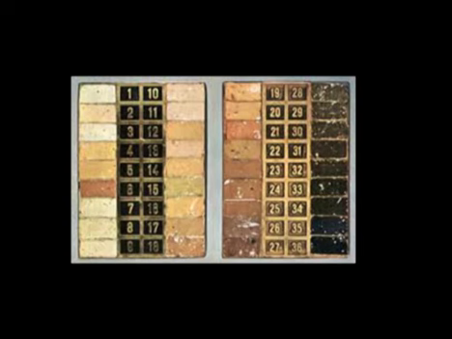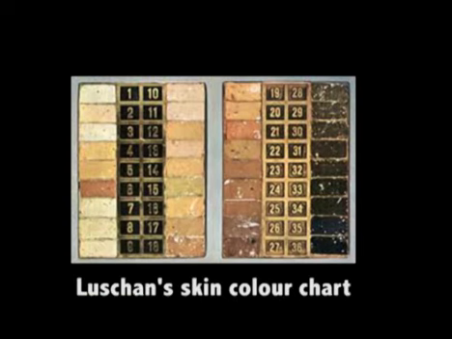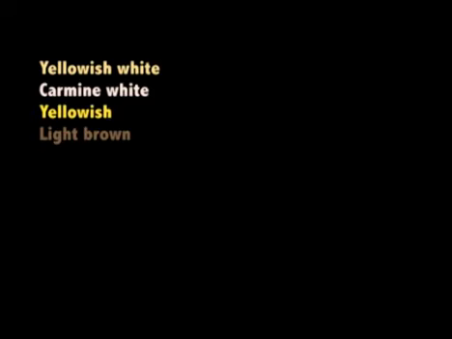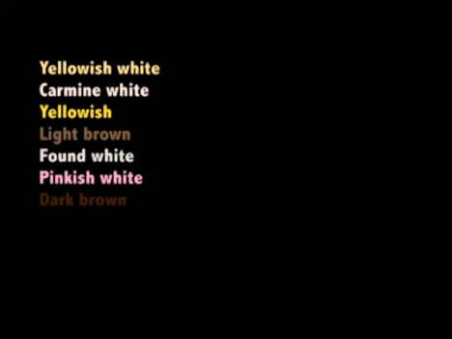There is one particular chart, Luschan's skin color chart. According to that chart, skin color can be classified as yellowish white, carmine white, then yellowish, then light brown skin color, then fawn white skin color, pinkish white skin color, dark brown skin color, reddish brown skin color, grayish black skin color. So these are the different varieties of skin color following Luschan's skin color chart.